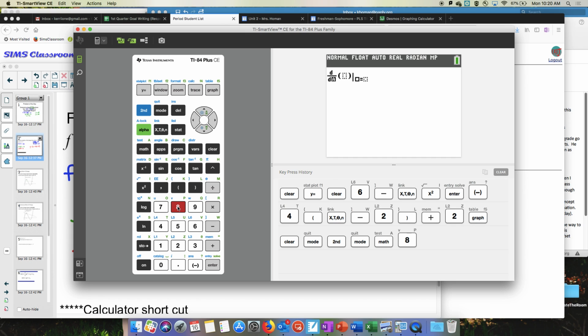Max, just be patient. We need to say that we're taking the derivative with respect to x, so we need that d dx. Inside the parentheses, you're going to put your function, so 6 minus x squared. And then at that evaluate bar, you're going to plug in whatever x value you want it to be.